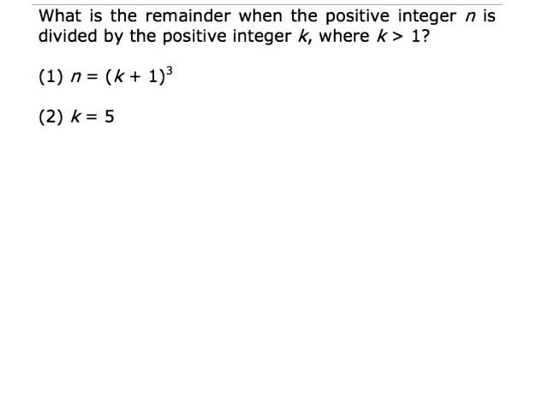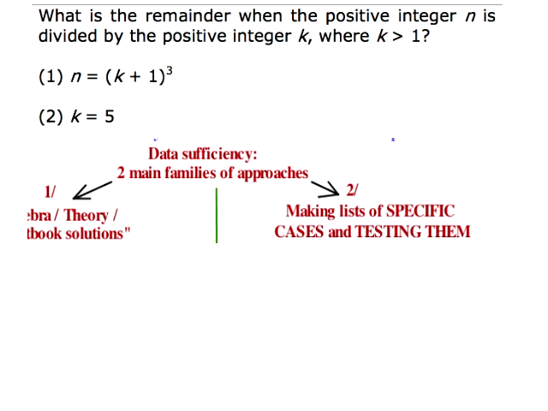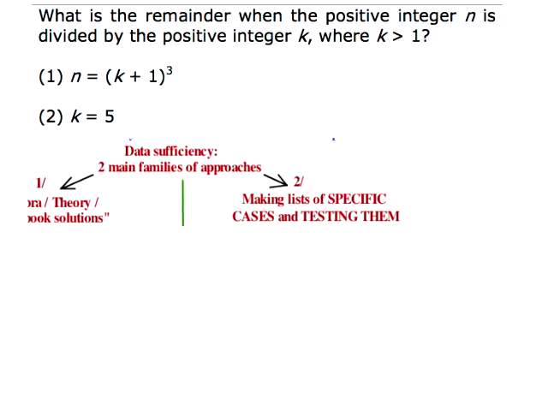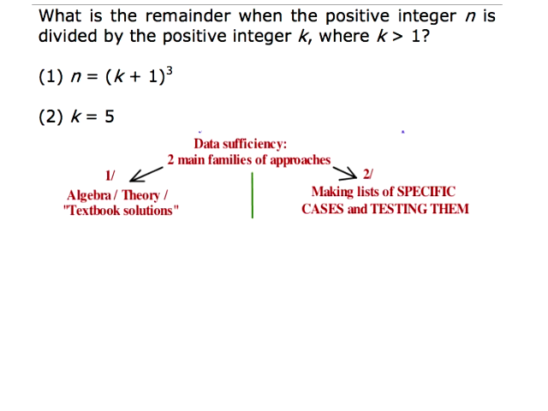So here's the problem again. Let's import that graphic from over there. Okay, here are the two different families of approaches. We're not talking about statement 2 anymore, so let me get rid of that. With all data sufficiency, just think about it like this. If you don't succeed with textbook style solutions, that's not the end of the world. Just try listing cases. Just try testing stuff. You should never have indecision going on with data sufficiency. You should always be trying one or the other of these two things.